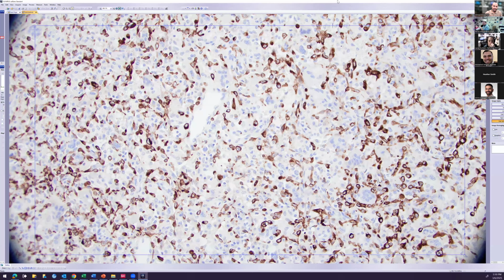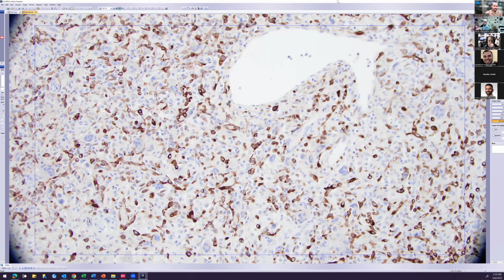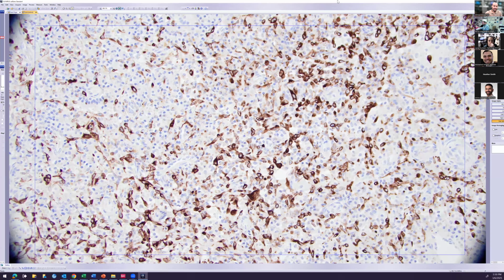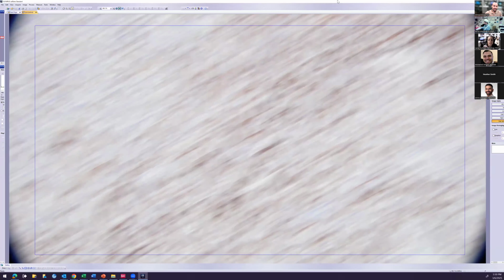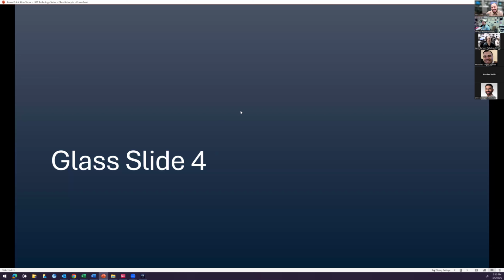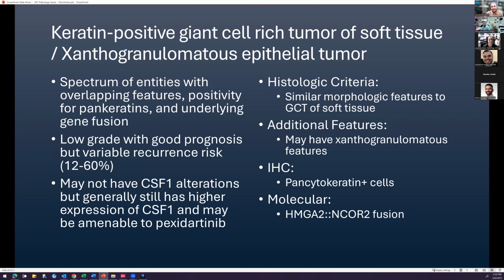And this actually happens to be an interesting tumor that's sort of its own tumor that falls into these giant cell lesions, right? Aptly named keratin-positive giant cell tumor. So it's not epithelial giant cell tumor. We call these, these days, keratin-positive giant cell-rich tumor of soft tissue. And some other studies have called them xanthogranulomatous epithelial tumors, and they may have various amounts of more xanthogranulomatous appearance or more giant cell tumor of soft tissue appearance, right?